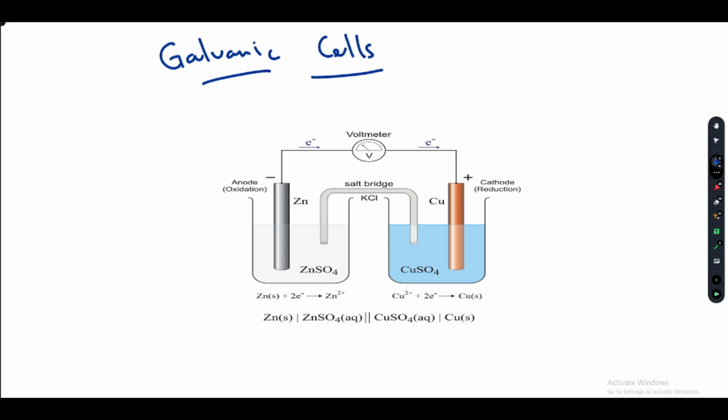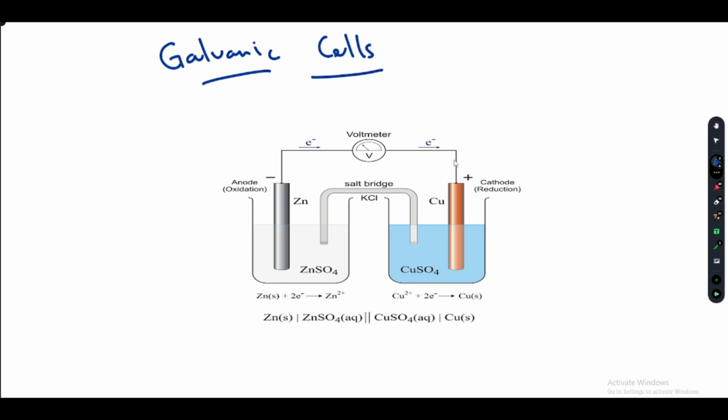Today we'll be dealing with the introduction to galvanic cells. A galvanic cell is one where a chemical reaction, more specifically a redox reaction, is used to generate an electric current. The energy conversion that occurs in this galvanic cell is one of chemical energy to electrical energy.